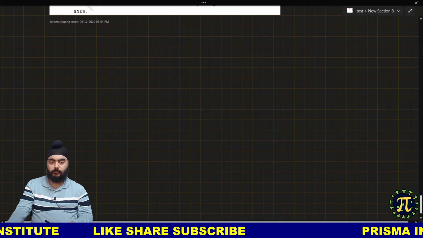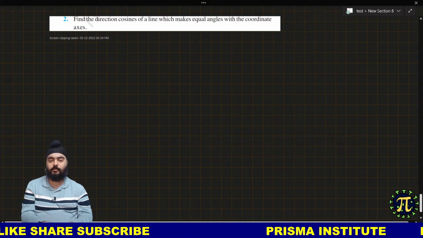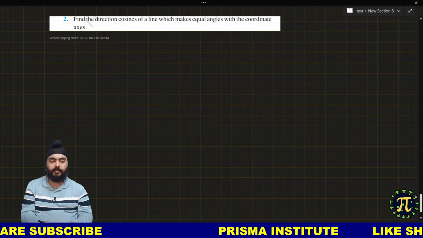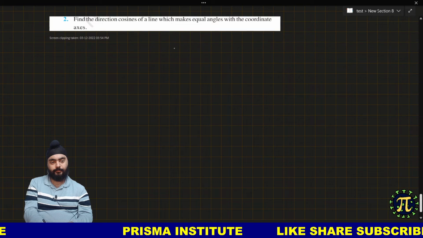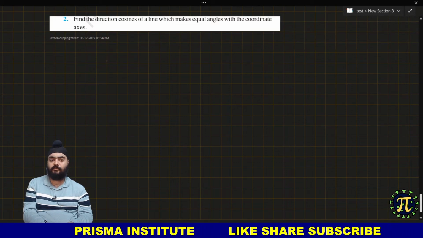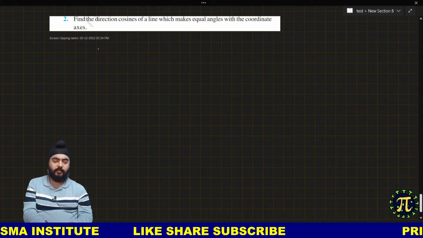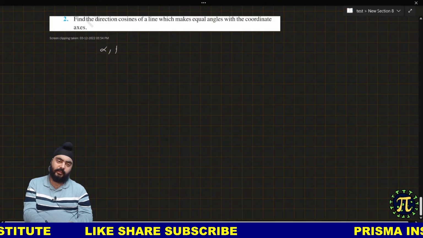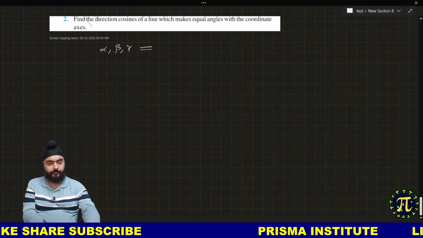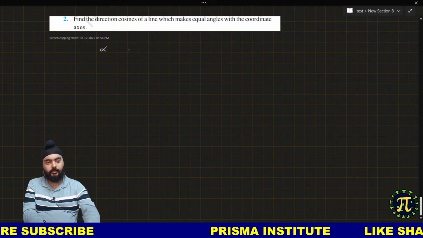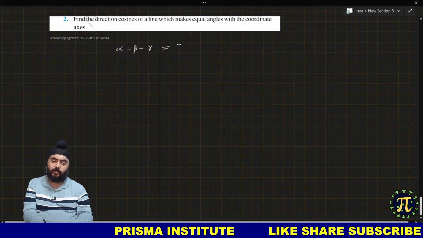The question says: find the direction cosines of a line which makes equal angles with the coordinate axes. This is the same question we have seen in the previous chapter, it has come two or three times. So if the line makes equal angles, alpha is equal to beta is equal to gamma, and let's say they are all equal to theta.